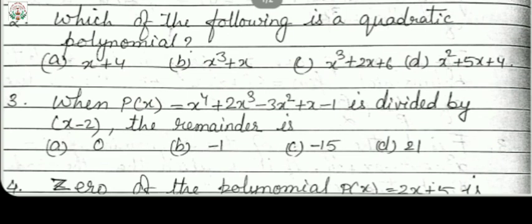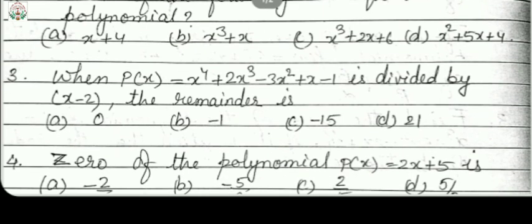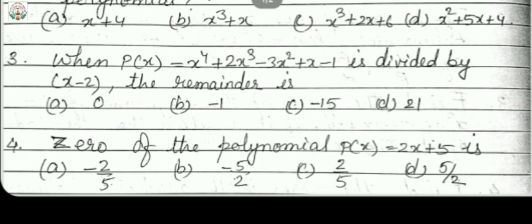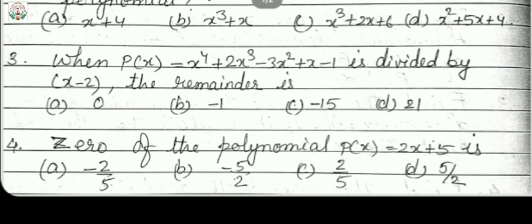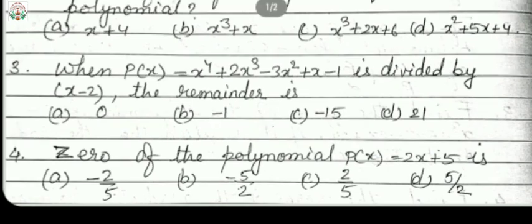Now come to the third part. When p of x equals x to the power 4 plus 2x to the power 3 minus 2x square plus x minus 1 is divided by x minus 2, then the remainder is... Divided by x minus 2 means x minus 2 equals 0. You have to simplify, then the value of x you will get as 2. Now put the value of x equals 2. On simplification, which answer are you getting out of the 4?